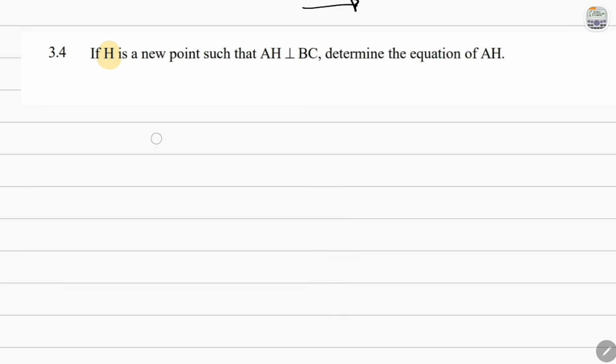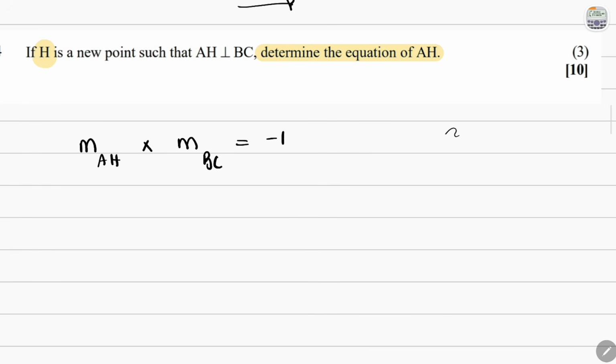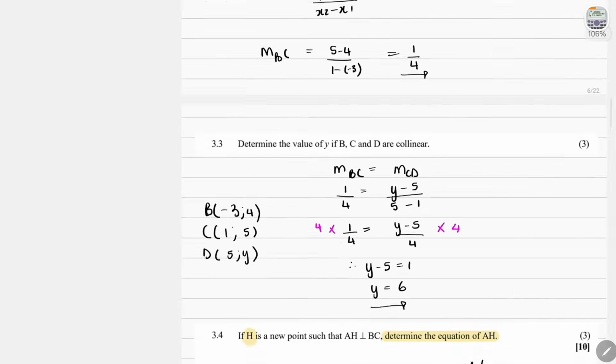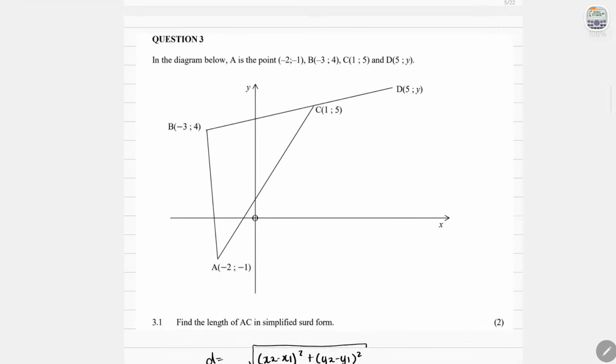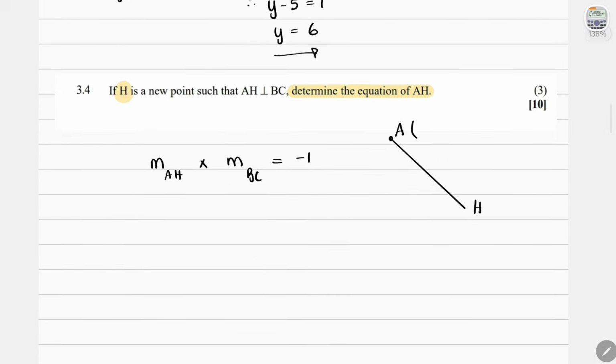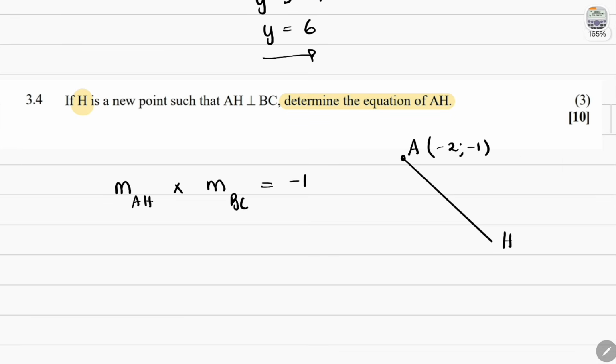So AH is perpendicular to BC, which means that if you take the gradient of AH and you multiply it by the gradient of BC, they will give you -1 because they are perpendicular lines. And so with this info, we need to determine the equation of AH. Well, the thing about AH is we don't know what H is, but we do know what A is. So it means that it goes from A to H. But we know that A, using our diagram, is -2 and -1.